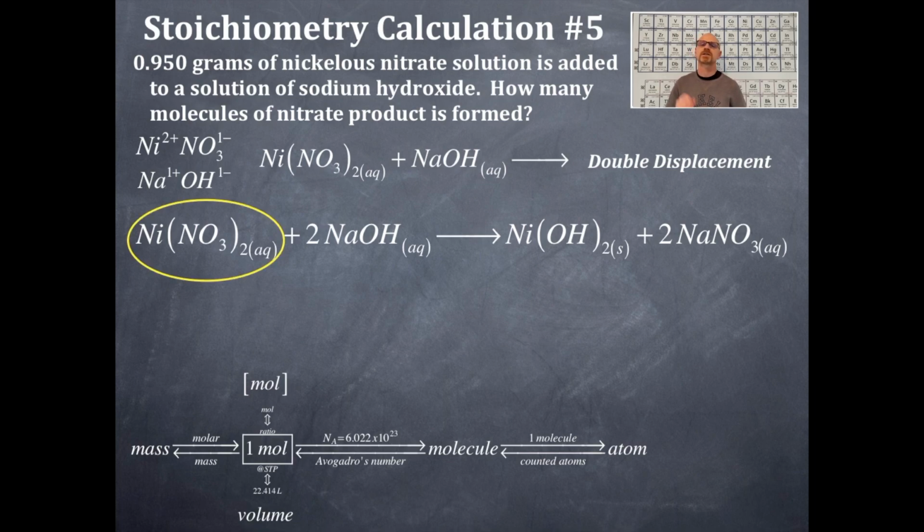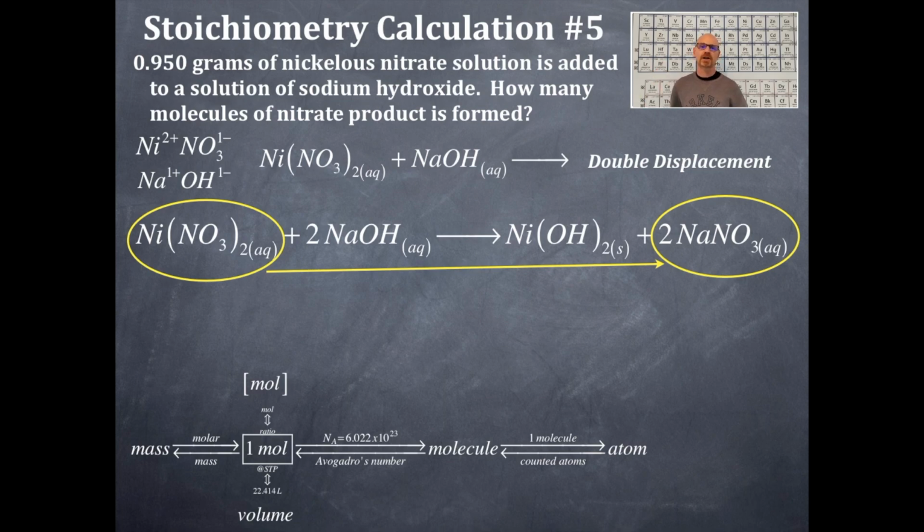So we are going to start off with that nickel nitrate. And what do we want to go to? How many molecules of nitrate product? So I'm going to go for the nitrate product. Here is the nitrate product. So I'm going to go from the nickel nitrate to the nitrate product. You should see on the nickel nitrate, there's a stoichiometric coefficient of a 1, and the sodium nitrate on the product side has a stoichiometric coefficient of a 2. We're going to be using that in just a second.